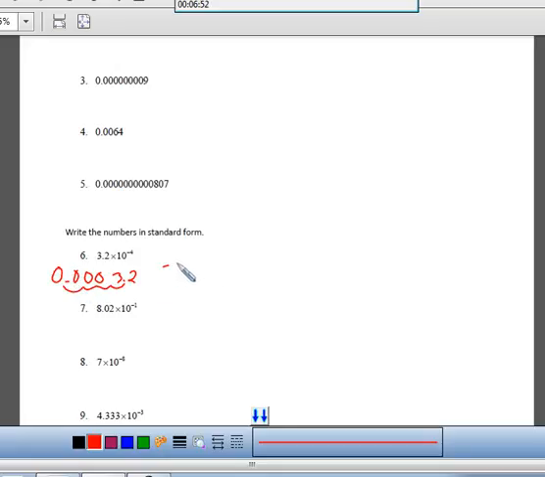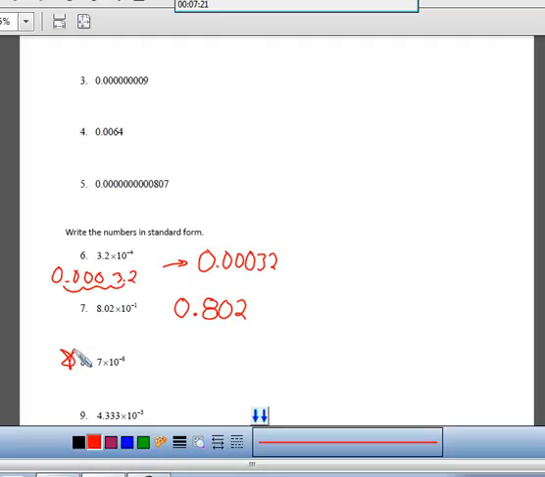So my final answer is 0.00032, or 32, is that 100,000? Okay, so let's do the same thing with number 7. I'm going to move it over 1 and add 1 zero. But that zero is going to be on the other side of the decimal. And write the rest of the number, and you are done.